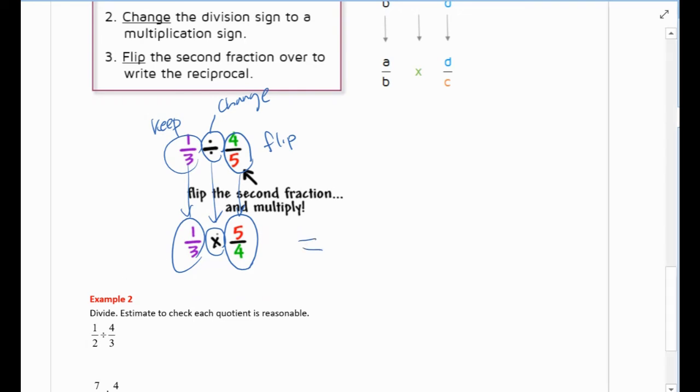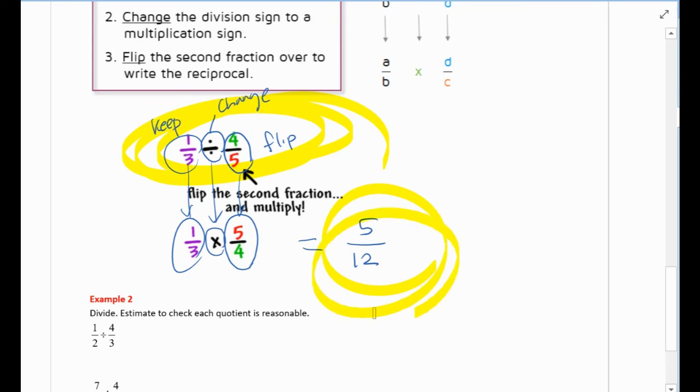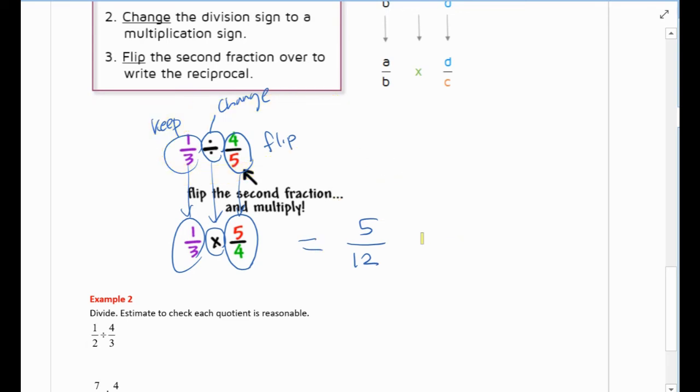We know how to multiply fractions. We learned that, right? 1 times 5 becomes 5. 3 times 4 becomes 12. So the answer is 5 over 12. So the answer for the division is 5 over 12. Okay? So that's the keep, change, flip method.